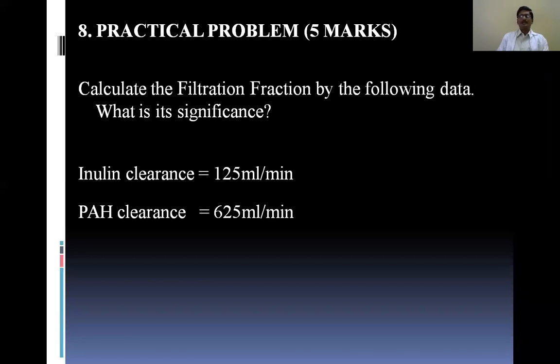So in order to calculate the filtration fraction, the normally used formula is GFR divided by renal plasma flow. You know GFR can be calculated by using inulin. That is, inulin clearance value is nothing but GFR. When you use PAH clearance, that value gives about the renal plasma flow. In addition to PAH, you can also use diodrast clearance. So filtration fraction is equal to GFR divided by RPF. Putting in these values, you can calculate the filtration fraction.